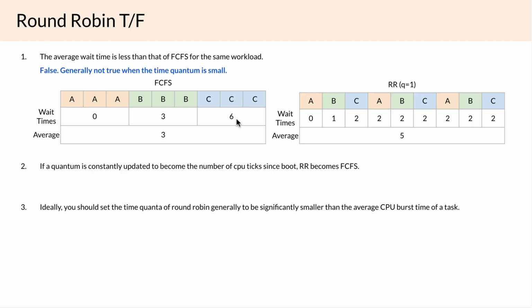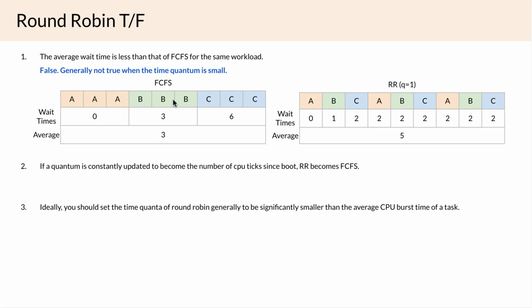If we look at this example, we just have 3 threads that are executing for the same amount of time. With FCFS, we achieve an average wait time of 3, since thread A does not have to wait at all. It's the first thread that's scheduled, and it runs to completion. B waits for A to finish executing, and C waits for A and B to finish. So on average, we wait around 3 time units, averaging over all of the threads in our system.